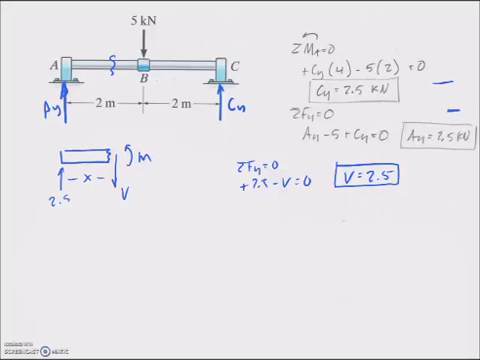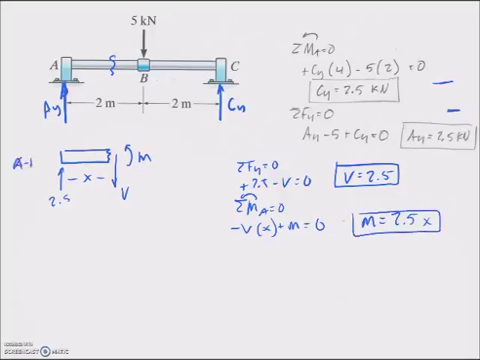All right, how about moment? What is moment here? So the sum of the moments about A is equal to 0. So what have I got? I got minus shear times the distance x plus moment is equal to 0, and I can find the moment is actually equal to 2.5x. All right, so those are the equations that are valid between A and B.